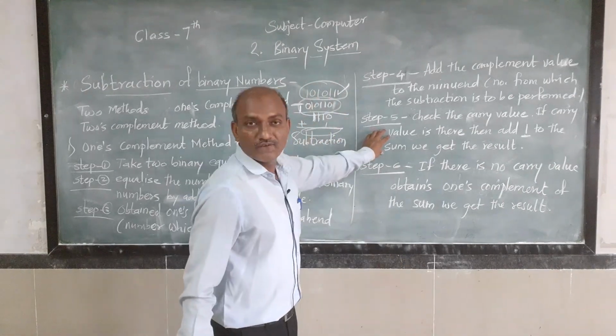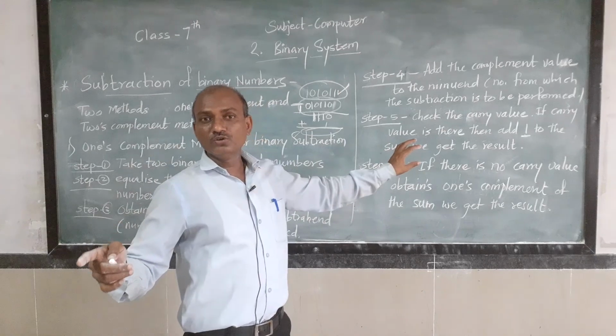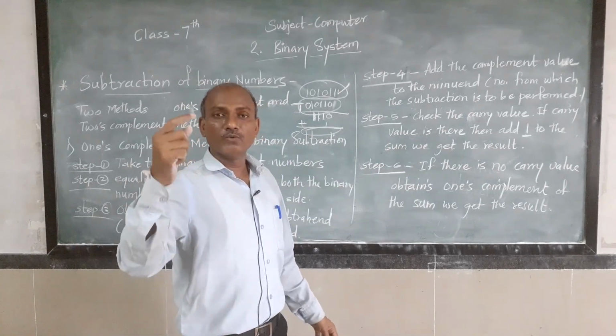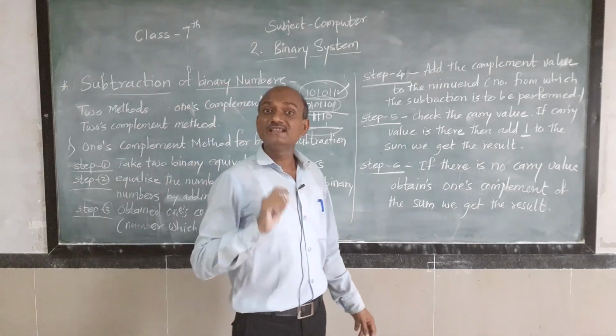So this is step 5. If the carry value is coming, what do we do? You have to add 1 to the sum, then you will get the result.